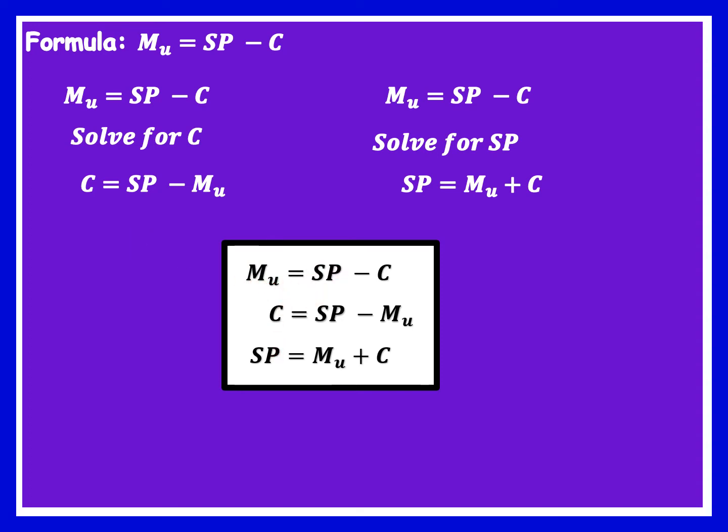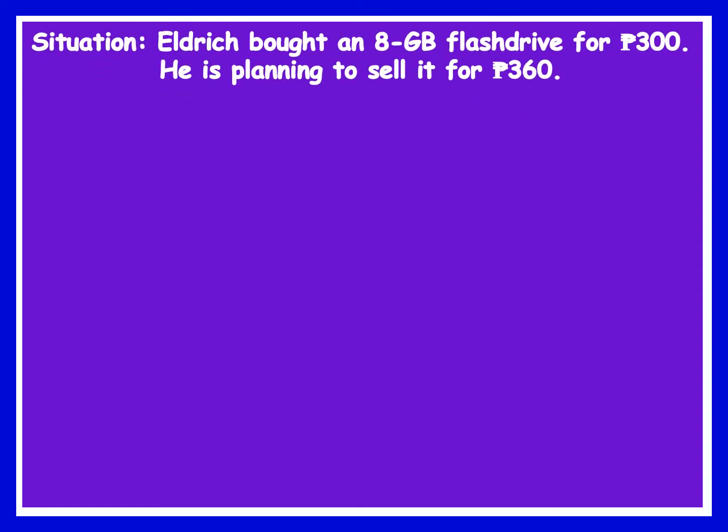Okay? Next. Okay, so here, the same situation is given. Let me read. Eldridge bought an 8 GB flash drive for 300 pesos. He is planning to sell it for 360 pesos. So, it is clear that the cost is 300 pesos and the selling price is 360 pesos.